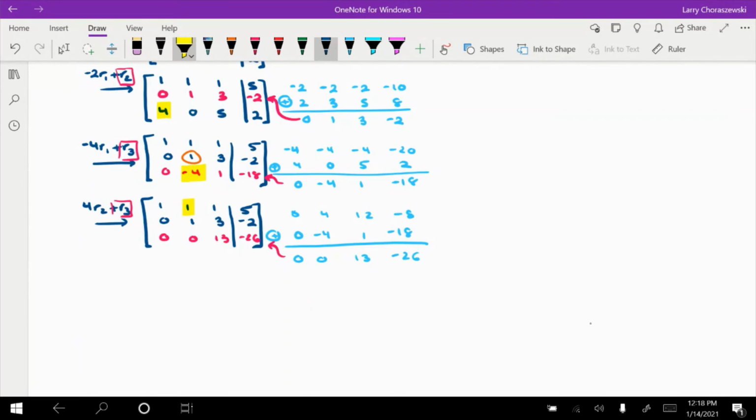All right, anybody want to type in the chat how they used row 2 to cancel out that 1? You got it. Negative R2 plus R1. What you should get from that is 1, 0, negative 2, and 7. And we'll keep our most recent row 2 and row 3 values.